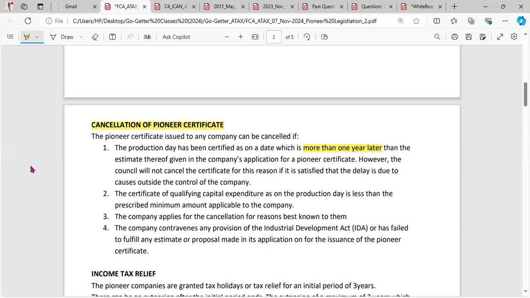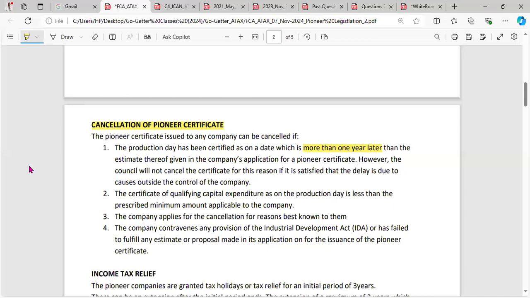Now that pioneer certificate is fine. But if they come maybe June the next year, now that is more than 1 year. So that pioneer certificate has been cancelled, because you stayed 1 year and you have not been certified. If you started in May 1 and they came maybe April the next year, it will still fly because it's not more than 1 year.